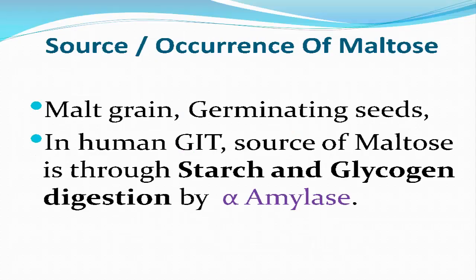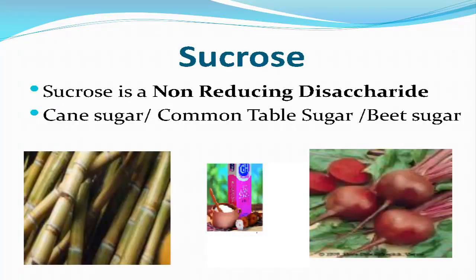So where we find maltose, it is found in malt grain, germinating seeds, etc. And in our body, usually we get maltose from digestion of starch and glycogen, that is through our food source, the plant source usually starch, animal source glycogen, and then it is digested by alpha amylase enzyme, and then it produces maltose.